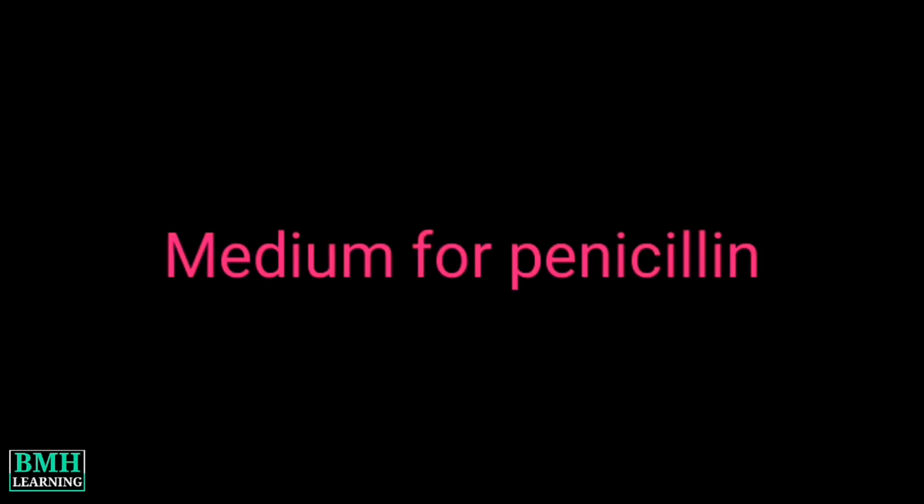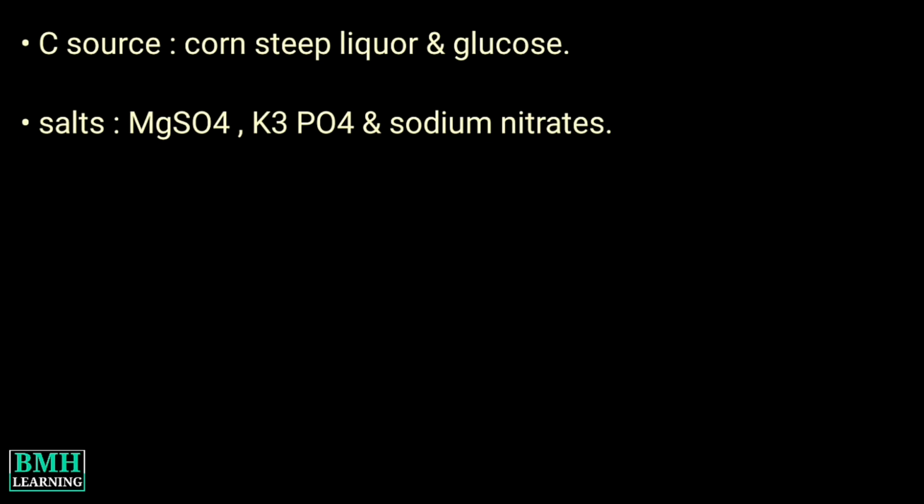Medium for penicillin. The carbon source for Penicillium chrysogenum usually comes from corn steep liquor and glucose. Medium also consists of salts such as magnesium sulfate, K3PO4, and sodium nitrates. These salts provide the essential ions required for the fungus's metabolic activity.